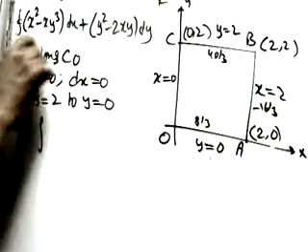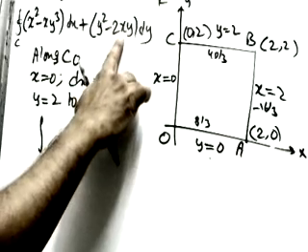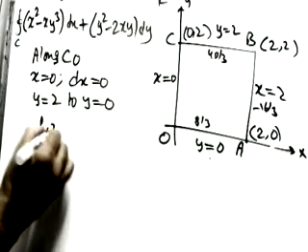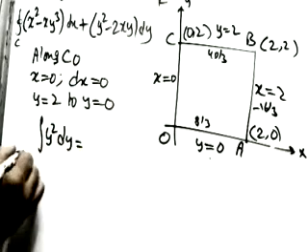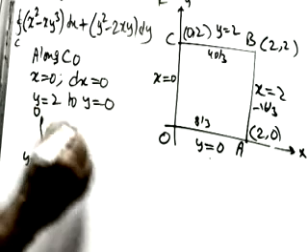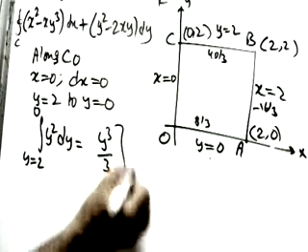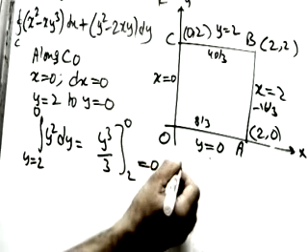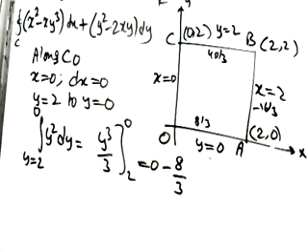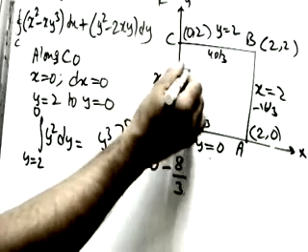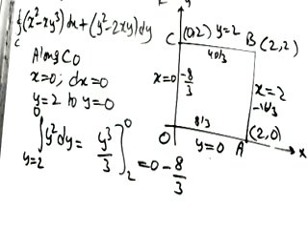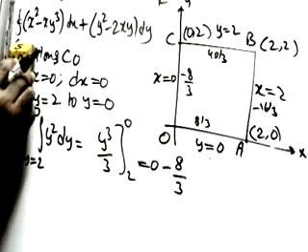Now let me substitute here. Because dx is 0, this is completely 0. Here x is also 0. What is left here is just y square dy. So integration is y from 2 to 0. This will be y cube by 3, 2 to 0, upper limit minus lower limit. 2 cube is 8 by 3. So lastly we got this as minus 8 by 3.